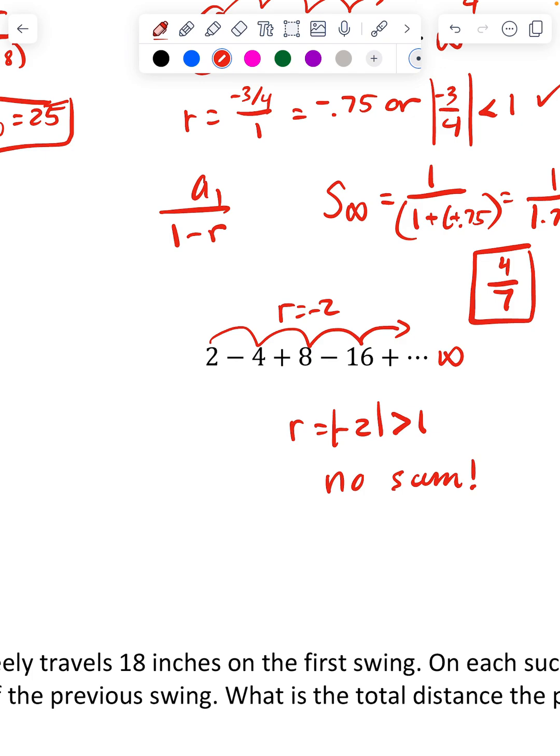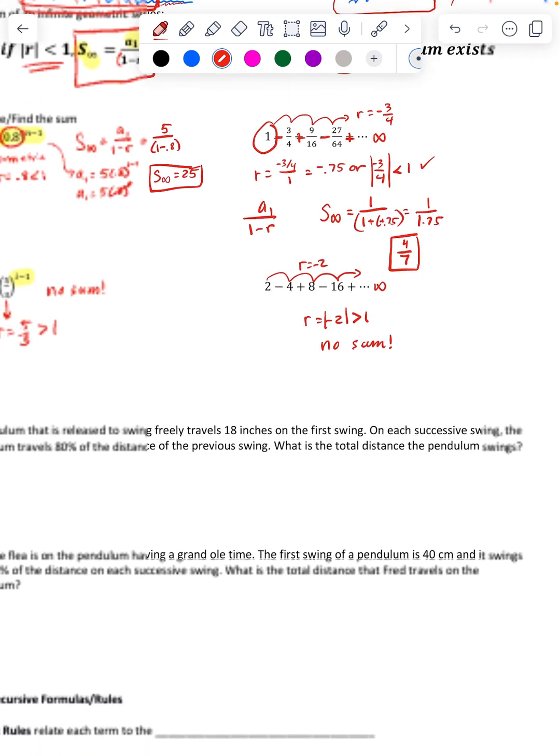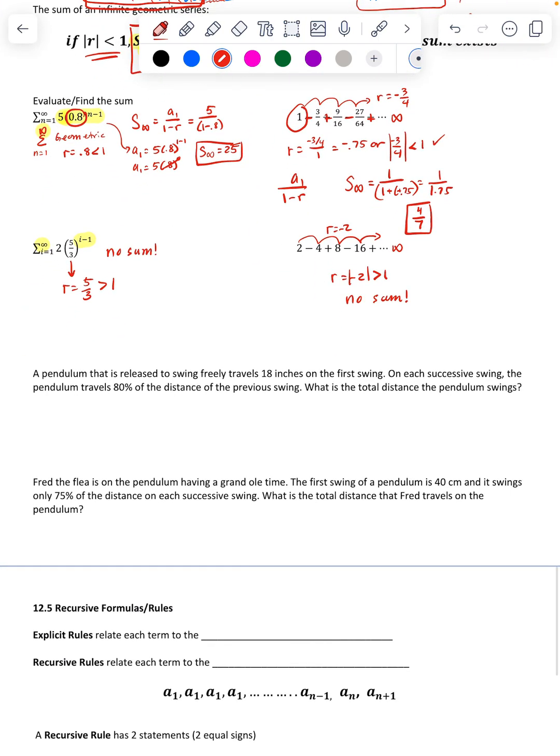Okay, so word problems. Don't freak out about these. A pendulum, meaning like a thing that swings back and forth, is released and it swings freely. It travels 18 inches on the first swing. So that's your first term. On each successive swing, meaning the next swing, it travels 80%. So that's my R value. It's only going 0.8, which came from 80%. And like always, we have to move the decimal over 2 because it's 80 out of 100.